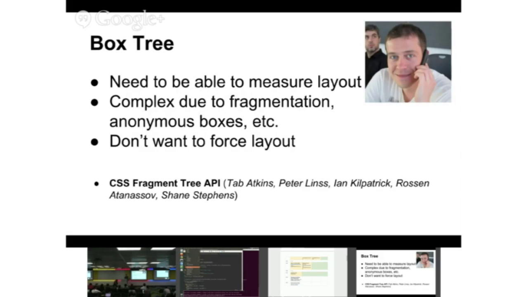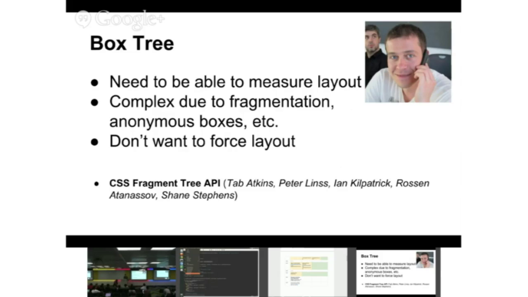Rosen got up and talked about the box tree. This one, I think, was the one with the least contention. We really want to be able to measure layout. We want much better access to measuring layout than what you currently get. It's a hard problem because of fragmentation, anonymous boxes and stuff like that. But all of these things produce results that you just have no visibility into at the moment, right? So we really need to open all this stuff up.